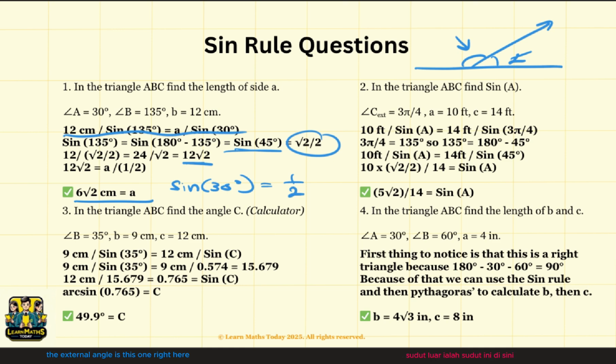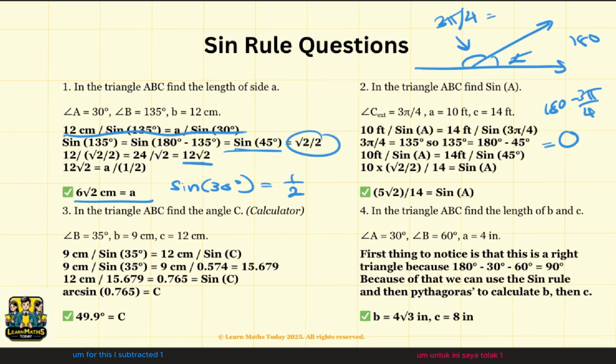The external angle is this one right here, and because this is a straight line, they both add up to 180. So if the external angle is 3 pi over 4, which we know we can convert to degrees using our special equation, then if you subtract 3 pi over 4, in whatever degrees that it is, from 180, that's going to give you the internal angle that we're supposed to use.